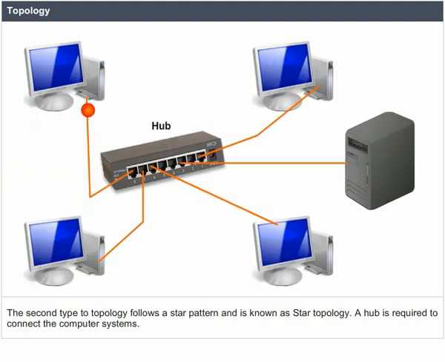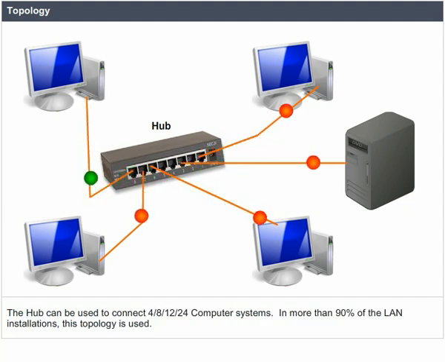The second type of topology follows a star pattern and is known as star topology. A hub is required to connect the computer systems. The hub can be used to connect 4, 8, 12 or 24 computer systems. In more than 90% of the LAN installations, this topology is used.